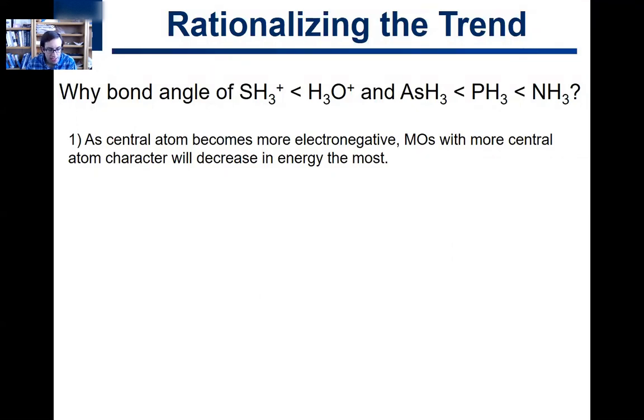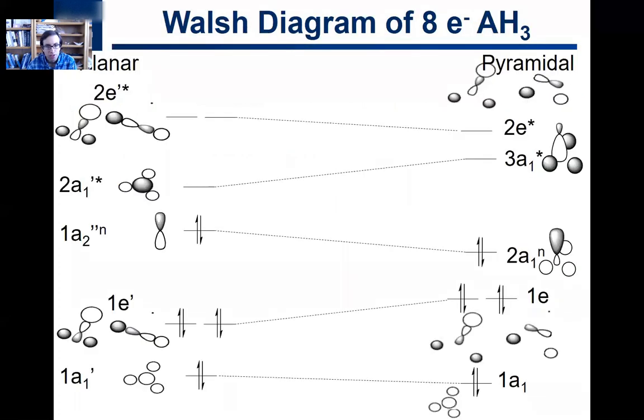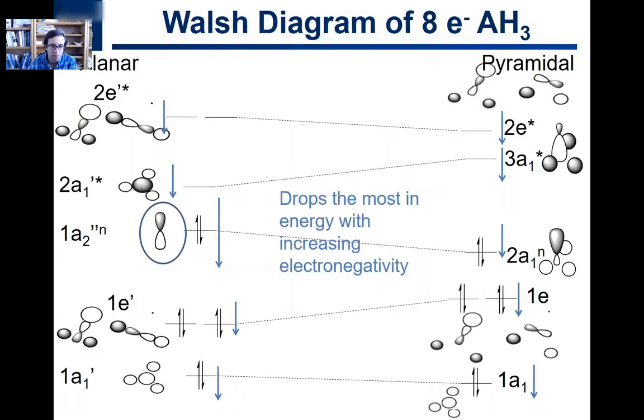Another way of saying this is, as you go down the periodic table, your ionization energy is going to go up. Those are going to increase the most, right? Electronegativity goes down as you go down the periodic table. So I've been thinking about this time in terms of electronegativity. All of them are going to drop down with increasing electronegativity, but the ones with the most central atom character are going to drop the most because those are most affected. So if you change the central atom, those are going to change the most, right?